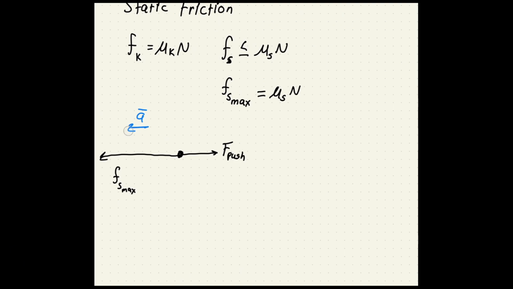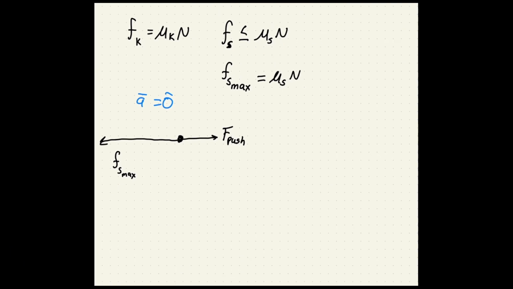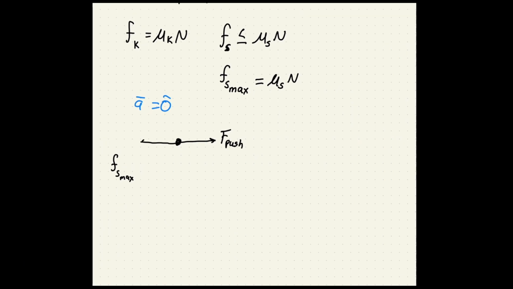What happens is that your acceleration vector should be 0, right? It doesn't move. It doesn't start accelerating over you, unless there's gravity at play or something like that. It just stays put. So when we have a push force that is less than the maximum static friction force, our friction force exerted back is only up to the push force.